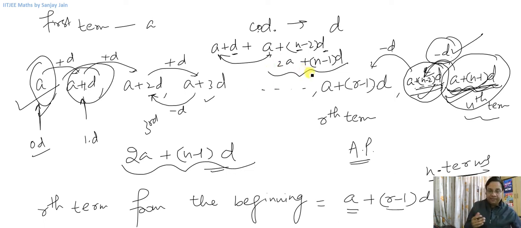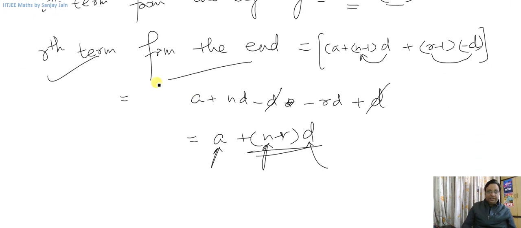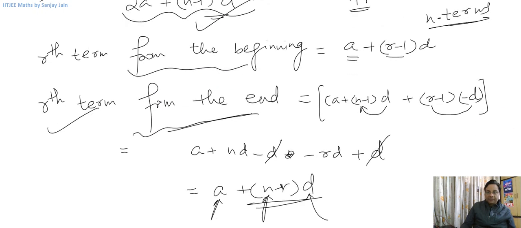So you see a pattern here. When I added first term and last term, and when I added second term and second last term, I got the same sum here, which is 2a plus (n minus 1) into d. Can we generalize it? If I add rth term from the beginning and rth term from the end, will I get the same result? Let me check.